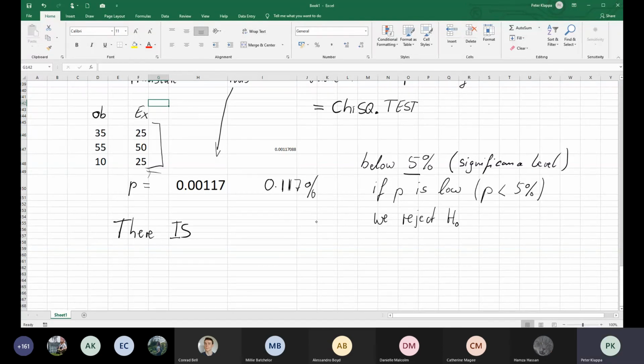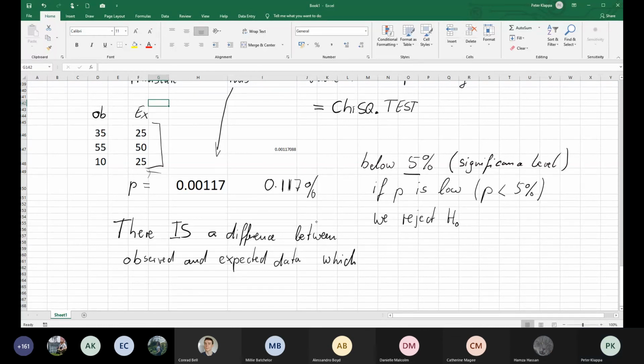It's useful to have it. I will not ask you to do that, but it's useful to have it. There is a difference between observed and expected data, which cannot just simply be explained by sampling error. So there must be something else.